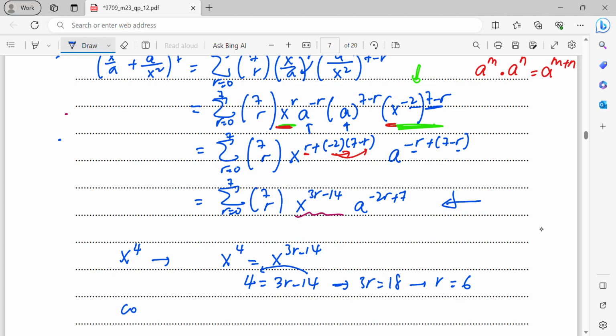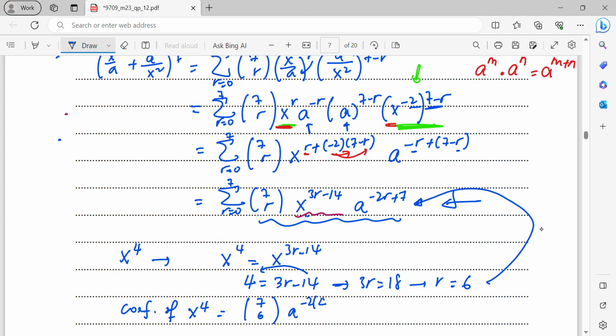Okay, hence I will get the coefficient for x to the power 4. This coefficient for x to the power 4 happens when r equals 6. So substitute this 6 into all these terms without the summation. So I will get 7c6. Since we are interested in the coefficient, you can just ignore the x. So I will just write the a directly and replace the r by 6.